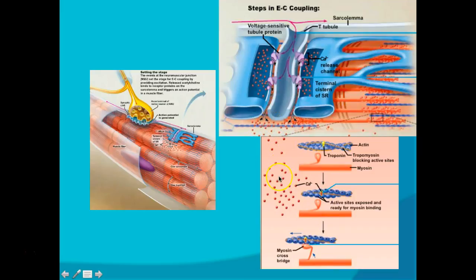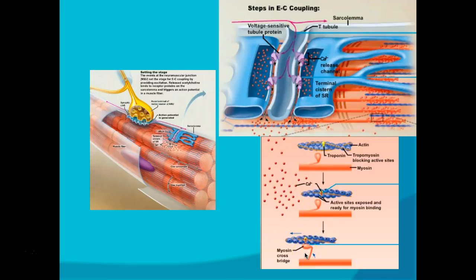These calcium ions are then going to move onto our protein on actin, troponin. When calcium binds to troponin, that causes a shifting of our tropomyosin that covers those active sites on the actin filament to move out of the way. So once that tropomyosin moves out of the way, these active sites are now available for our myosin heads to attach. And remember, the cross bridge formation is going to start when we have an energized myosin head, okay?